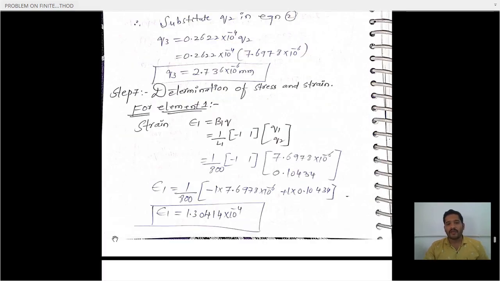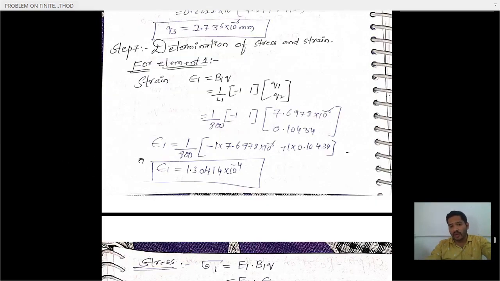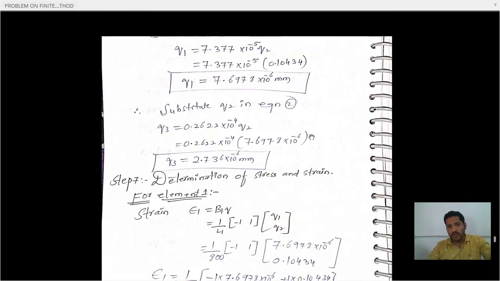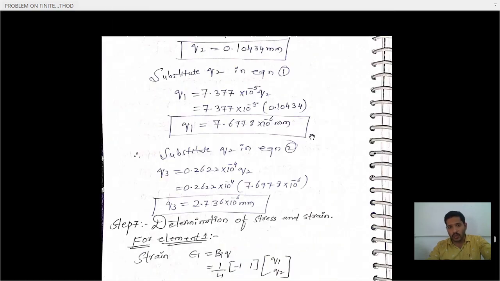Then after that, we got the values of Q1, Q2, Q3. After getting Q1, Q2, Q3, we need to find out the stress and strain. Strain formula is epsilon 1 equal to B1 into Q. B1 formula we have is 1 by L1 times [minus 1, 1] into [Q1, Q2]. The length of the first element is given as 800, so 1 by 800 times [minus 1, 1]. Q1 is 7.6978 into 10 power of minus 6, and Q2 is 0.10434.